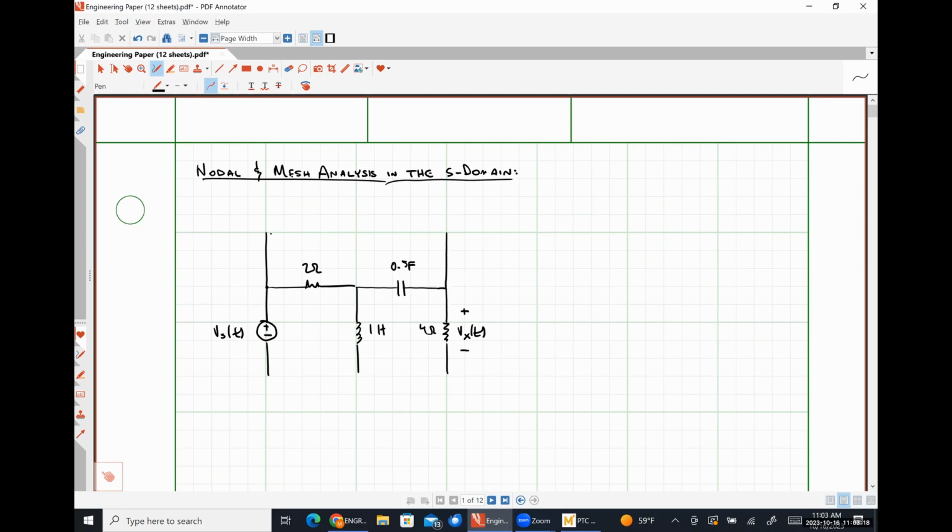Across the top here, we are going to have a 6 ohm resistor. And I'm going to short all this stuff down here at the bottom. For our circuit, Vs of t will simply be a 12 volt unit step function. So we're going to analyze this circuit in the frequency domain.